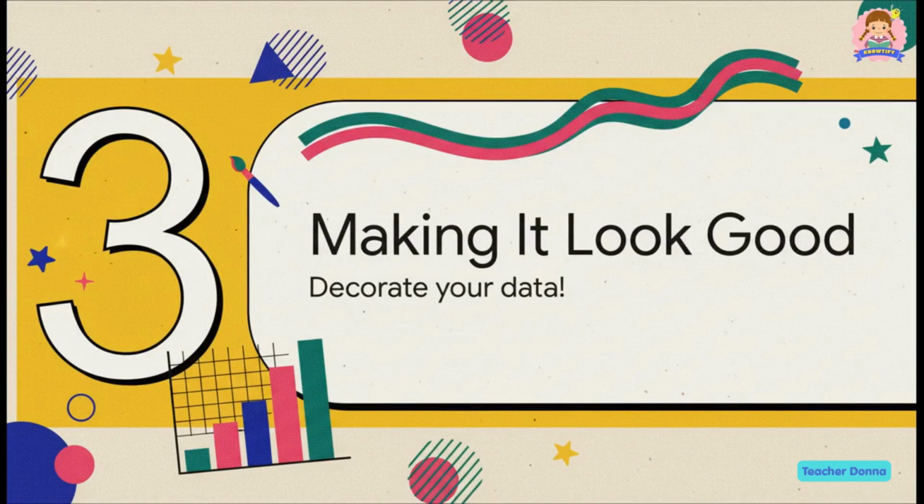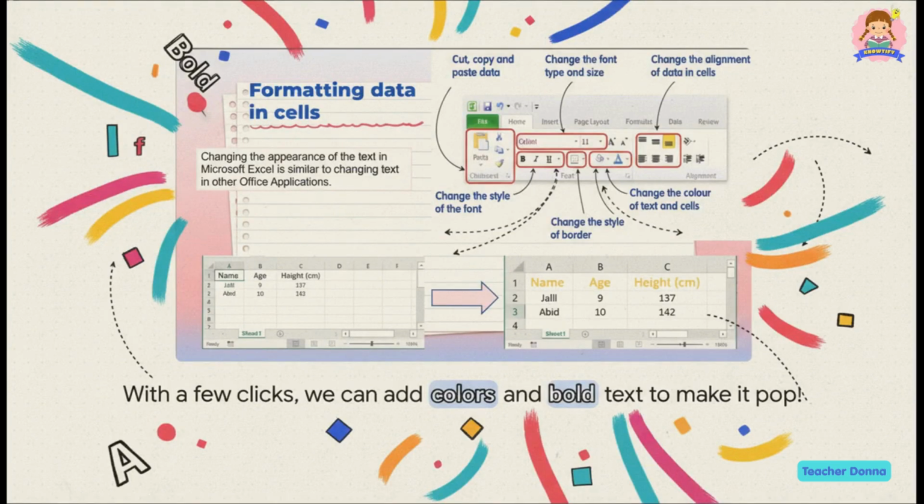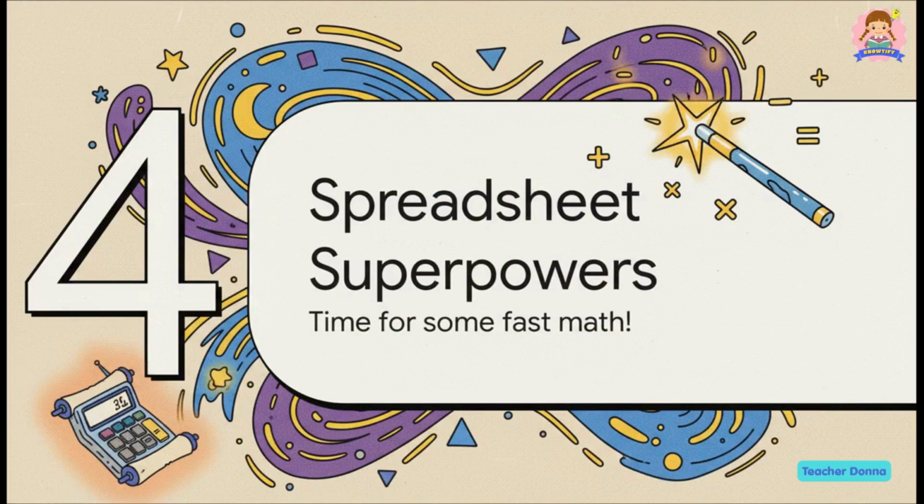Okay, just typing in numbers is only half the fun. Let's get to the really good part, decorating our data and making it look amazing. So check this out. Here's a little table with some info we typed in, some names, ages, and heights. All the information is there, which is great, but I don't know, it looks a little boring, doesn't it? Just black and white. And bam! Look at that! What a difference! With just a few clicks in that toolbox we talked about, we can add some color, make the titles stand out, and now it's way, way easier to read. So much better.